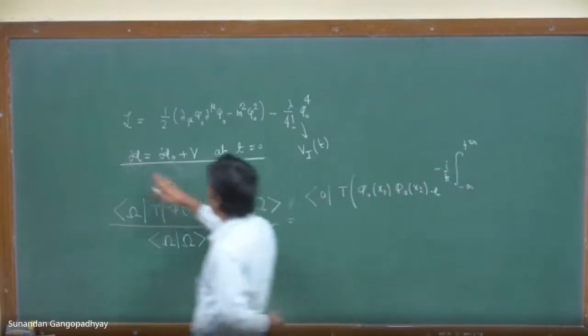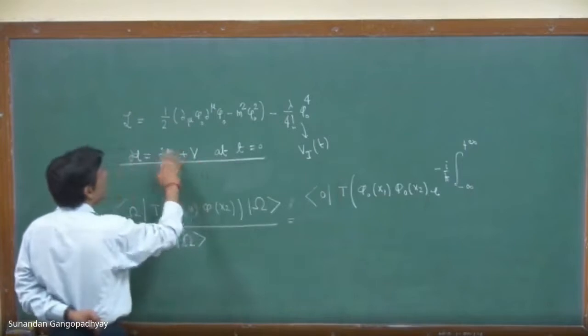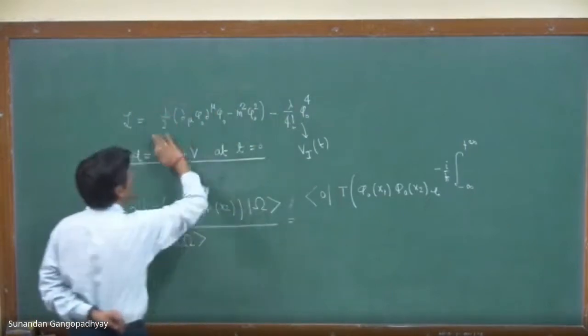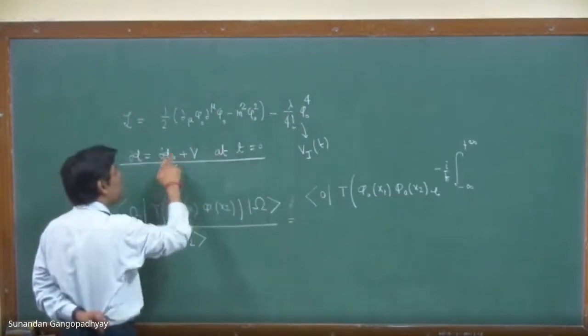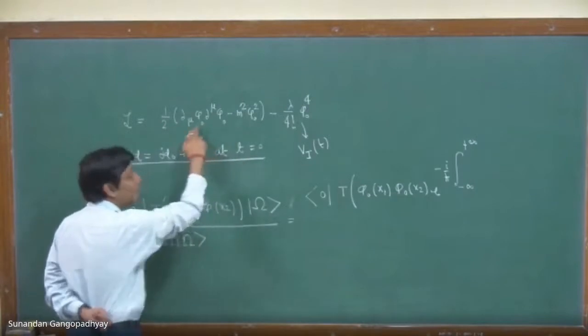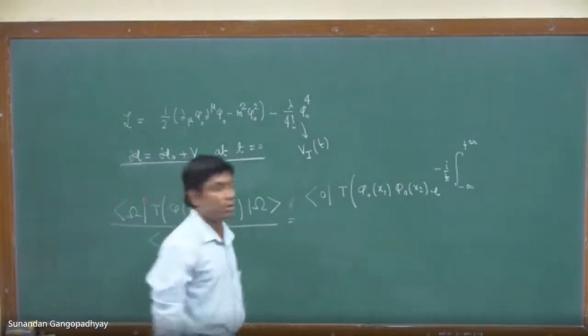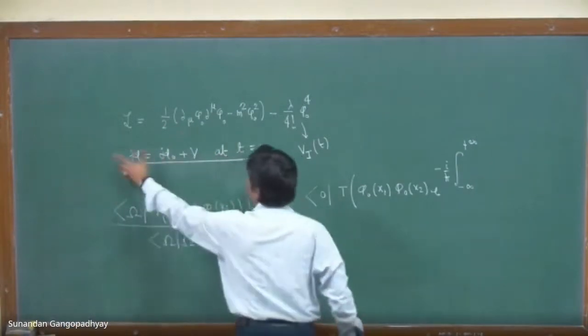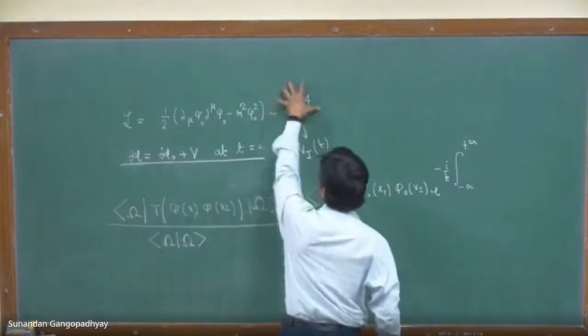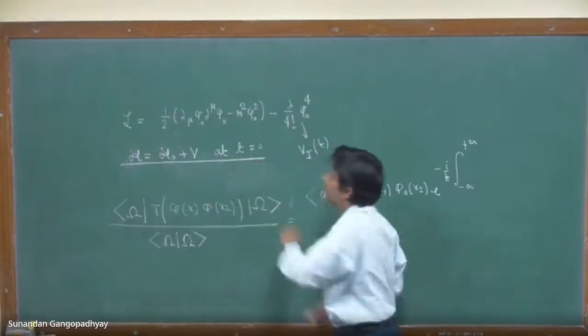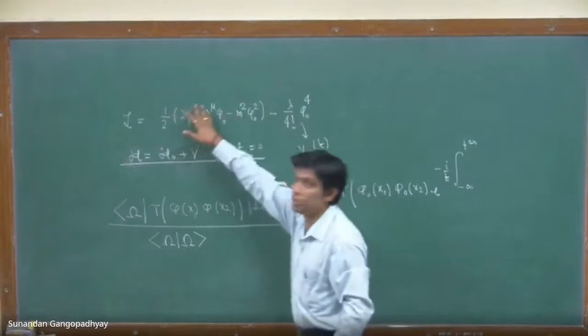So when you write H as H naught plus V, this is basically half of whatever you have written, but at time t equal to 0. So this Hamiltonian density is basically this term plus this term, but all of this is at time t equal to 0. So you just put t equal to 0 here.